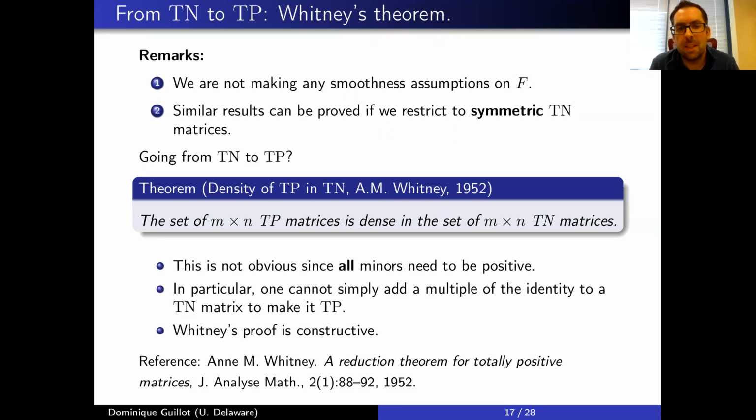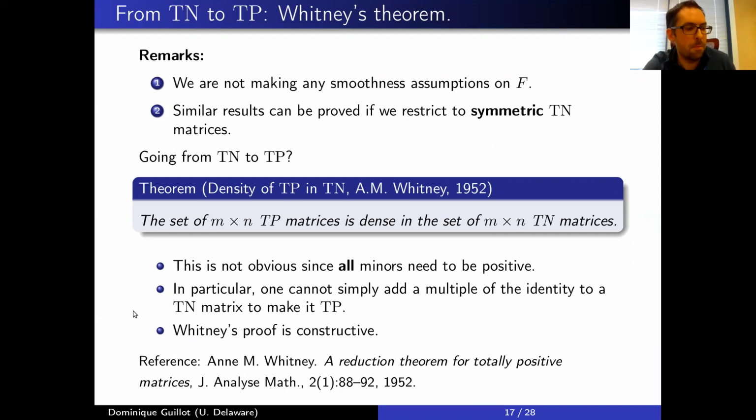However, this is not obvious at all if you think about it, because if I have a totally non-negative matrix, so all the minors are non-negative, how are you going to modify it to approximate it using a totally positive matrix? In particular, you can't just add a multiple of the identity to it, like you would do with a positive semi-definite matrix. If you want to make it positive definite, then fine, you add epsilon times the identity, that does it. But now you need to take care of all the minors at the same time, so it's much more complicated. And Whitney found a very beautiful way of doing that in a constructive proof.